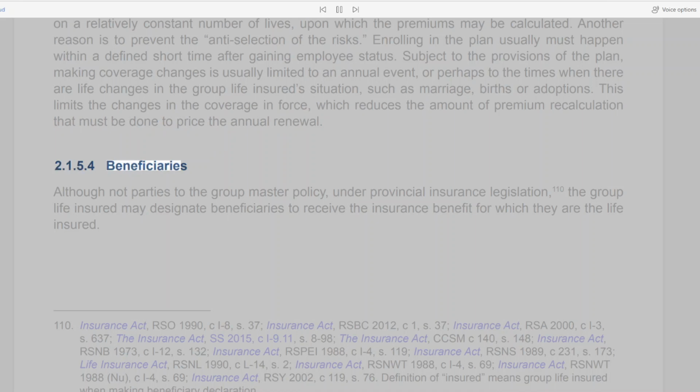2.1.5. For beneficiaries. Although not parties to the group master policy, under provincial insurance legislation, 110 the group life insured may designate beneficiaries to receive the insurance benefit for which they are the life insured.